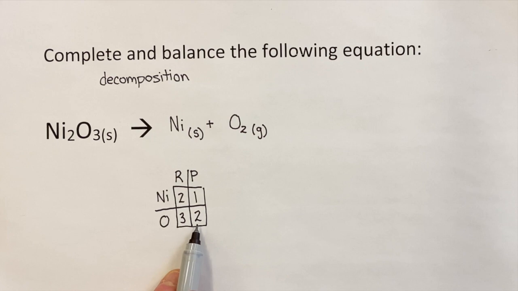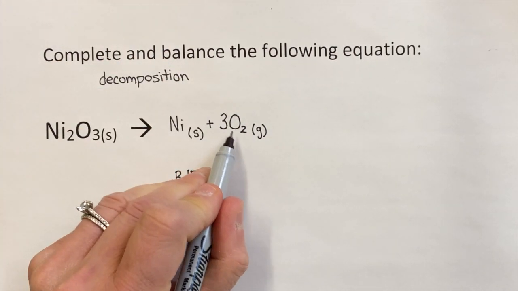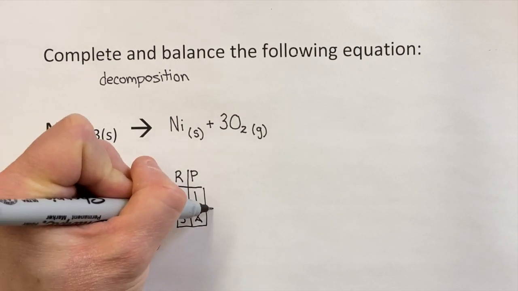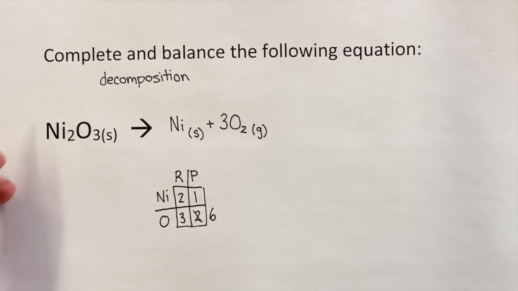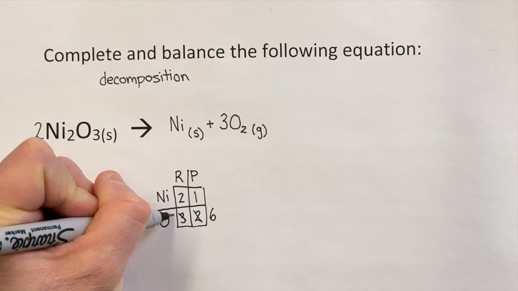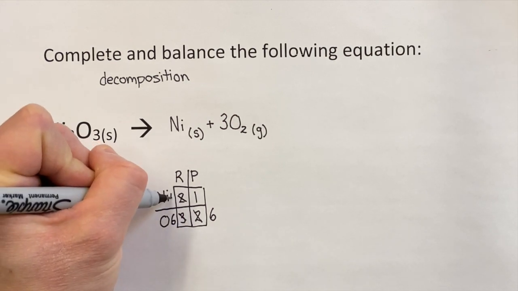Remember that in order to increase, you can only use a coefficient in front of the number. You can't change the subscripts. So I'm going to put a 3 in front of the O2. 3 times 2 is 6. And on this side, I need to multiply this by 2. Again, it can only be a coefficient. 2 times 3 is 6. This also changes my nickel to 2 times 2, which is 4.